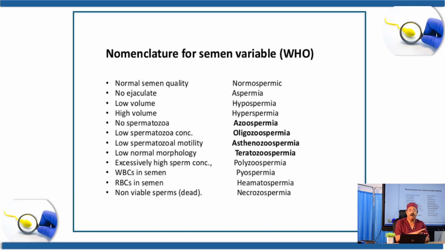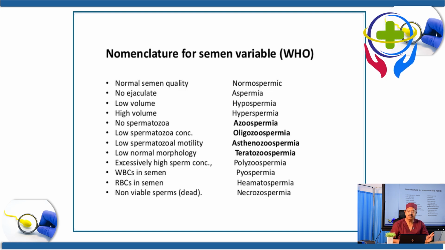So, with this we can come to a conclusion that we have seen the sperm count, sperm motility, morphology, then macroscopic examination like pH, volume, viscosity, liquefaction, everything. After that we have to give a report according to the WHO nomenclature.